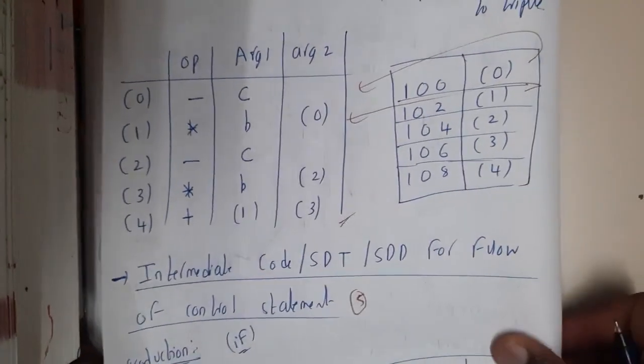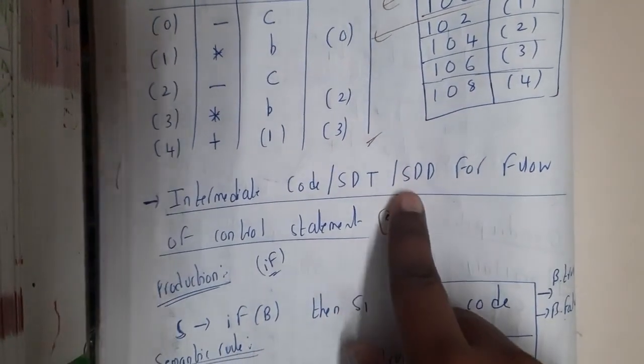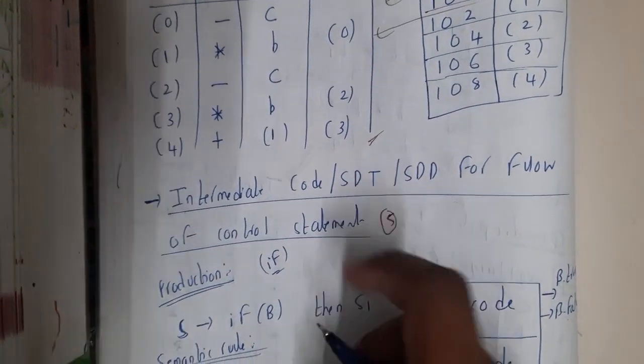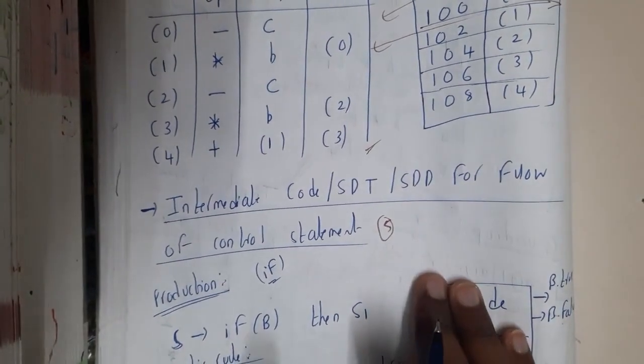In the next lecture we'll be discussing intermediate code, SDT or SDD, for flow control statements like if else and all those statements, and how they are represented.